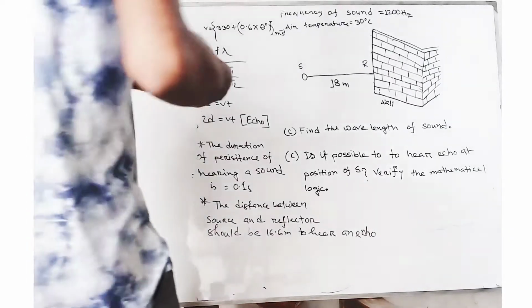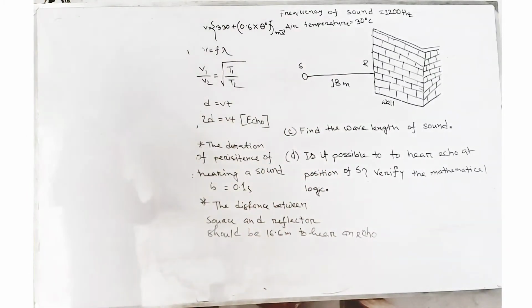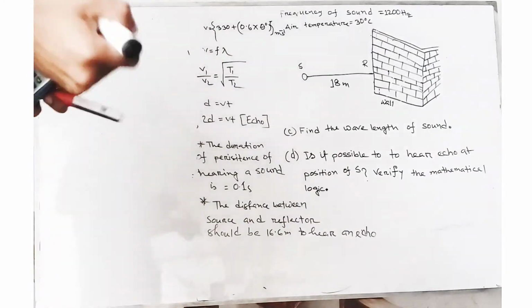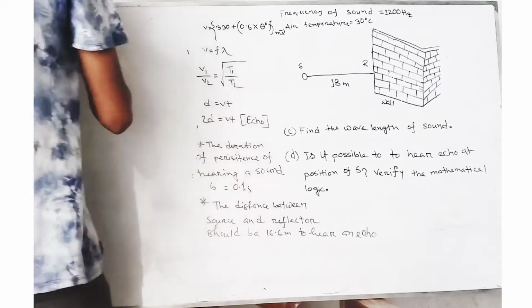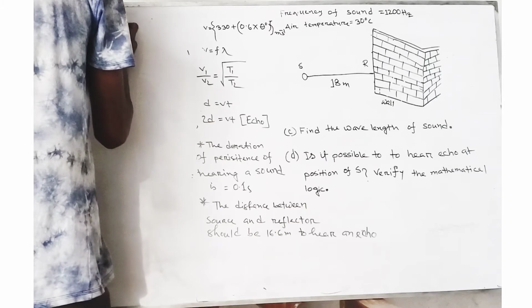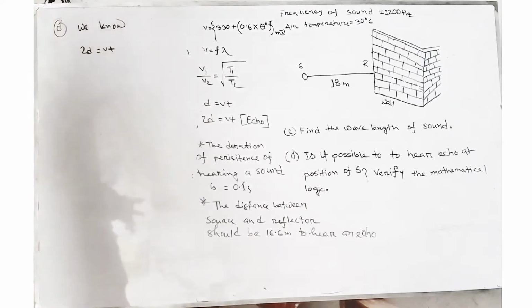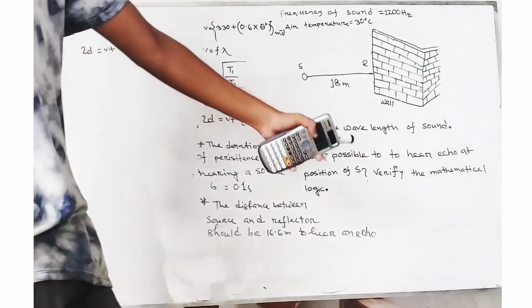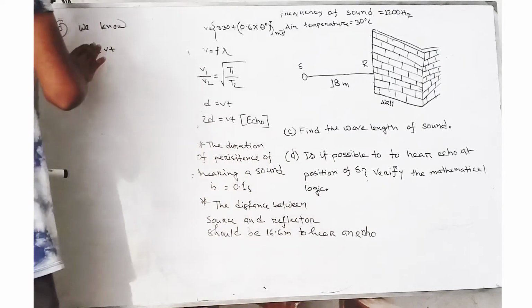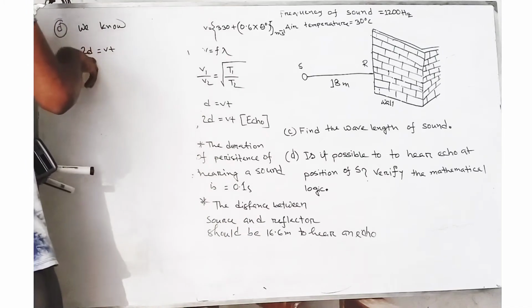Now the next one is D. Is it possible to hear an echo at the position of S? Verify with mathematical logic. Number D. We know 2d equal to vt. Why have I used this equation? Because it's the equation of echo. We will use this equation to find the value of d or t.